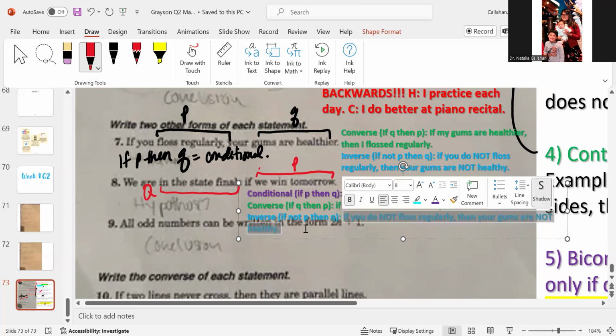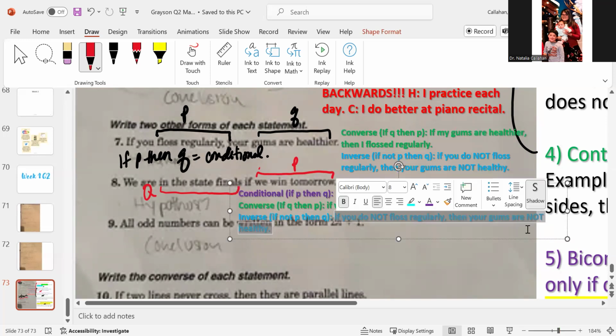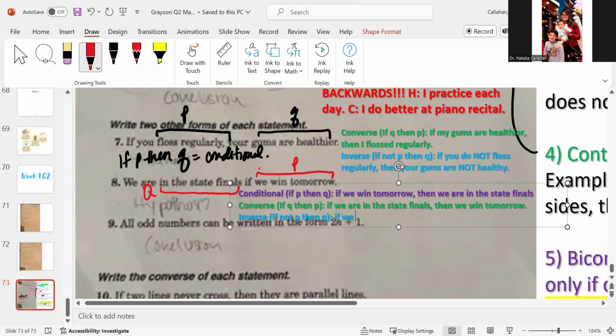And let's just do the last one. What would the inverse be? Inverse statement. If not, right, how would you write that? If we do not win tomorrow, we will not be in the state finals.